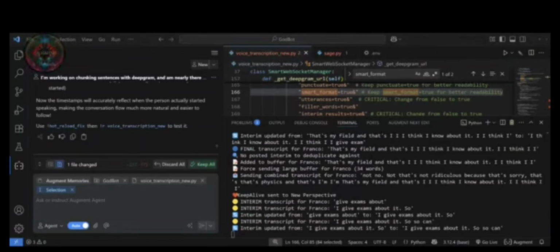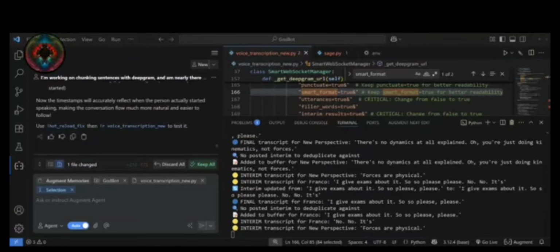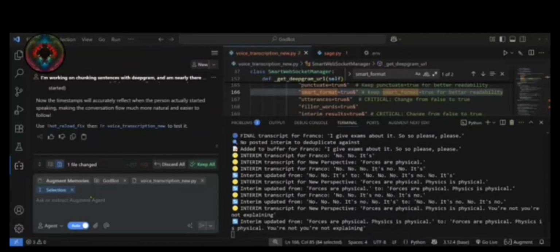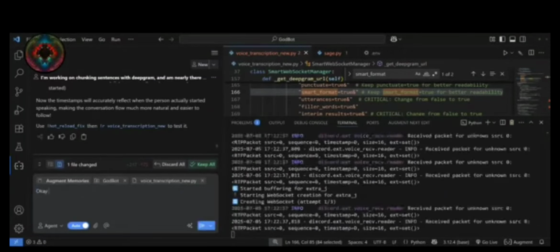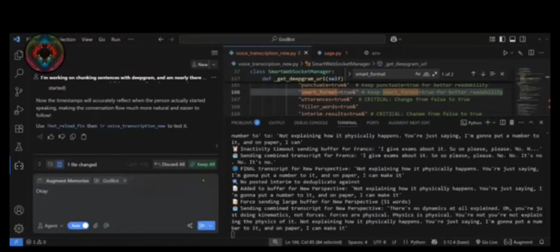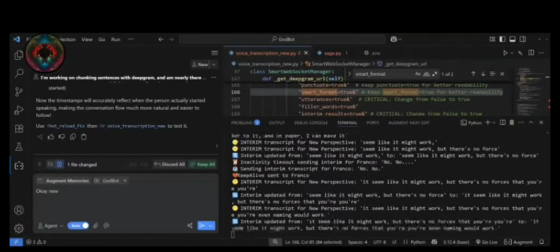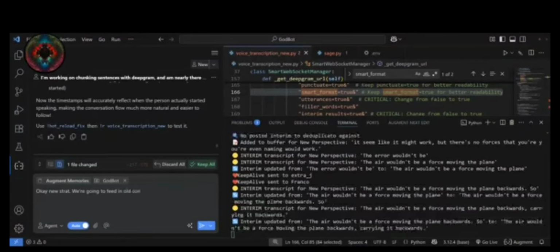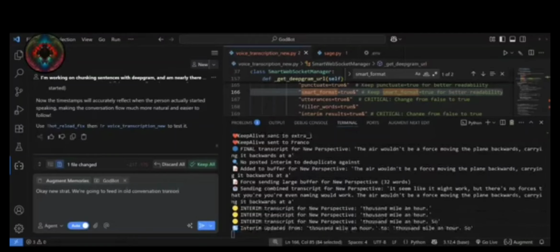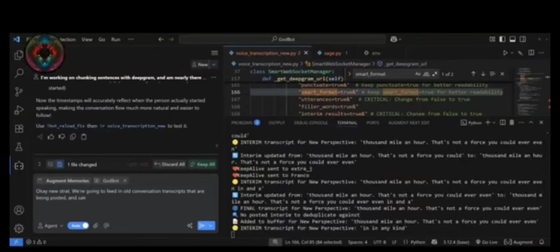No, please, you're just doing kinematics, not forces. Physics is physical. You're not explaining how it physically happens. You're just saying, I'm going to put a number to it, and on paper, I can make it seem like it might work. But there's no forces that you're even naming that would work. The air wouldn't be a force carrying the plane backwards at 1,000 miles an hour. That's not a force you could ever, in any kind of sanity, say is what's happening.